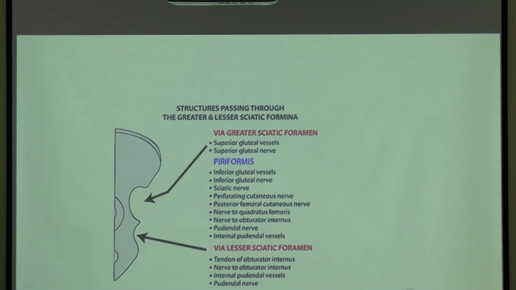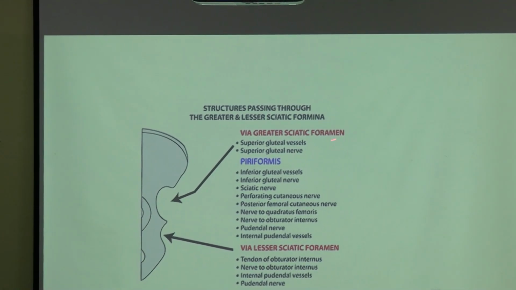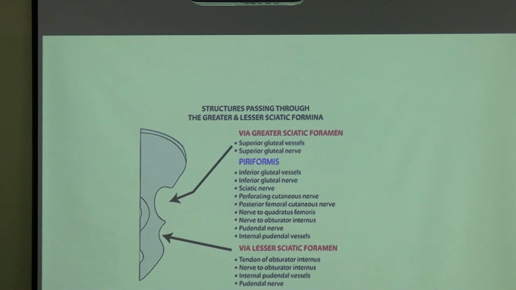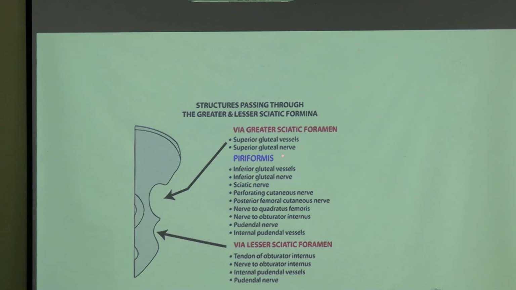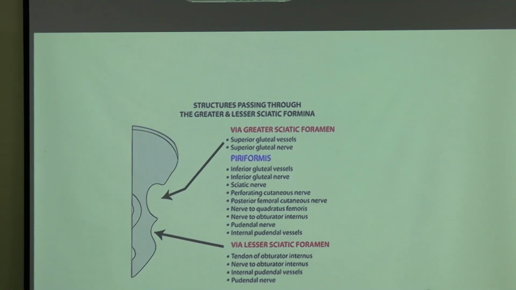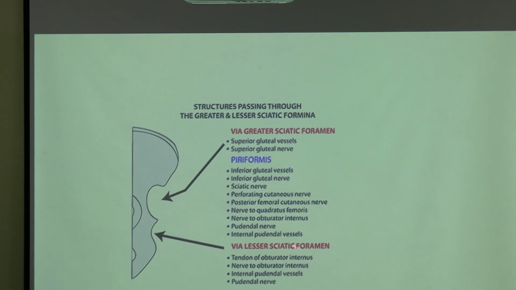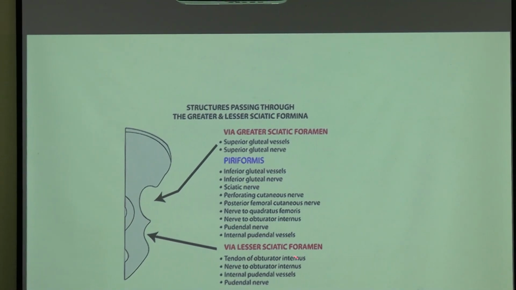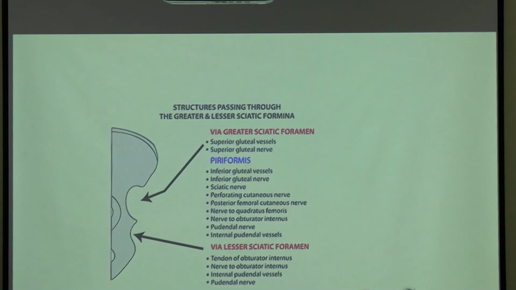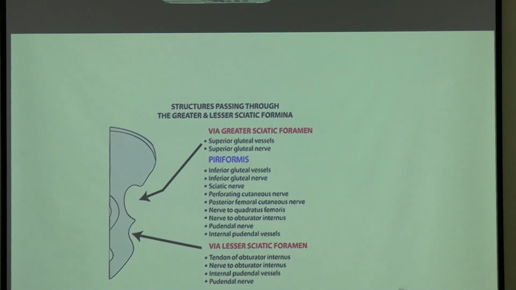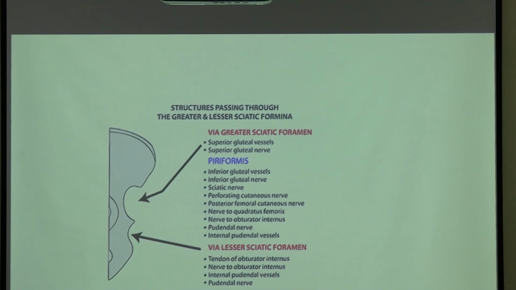Gluteal means the gluteal muscle is present here. Superior gluteal vessels, superior gluteal nerve, inferior gluteal vessels, inferior gluteal nerve. Then one muscle, piriformis, and the sciatic nerve. And in this lesser sciatic notch, one muscle is attached here, obturator internus. This muscle's tendon and nerve, and one more nerve passes through it, the pudendal nerve and internal pudendal vessels.